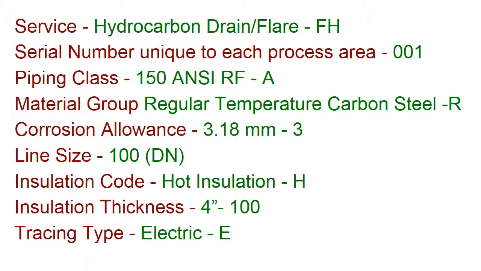Service: hydrocarbon drain flare, FH. Serial number unique to each process area: 001. Piping class 150 and RF. Material group: regular temperature carbon steel, R. Corrosion allowance 3.18 mm, 3. Line size 100 DN. Insulation code: hot insulation, H. Insulation thickness 4-inch, 100. Tracing type: electric, E.